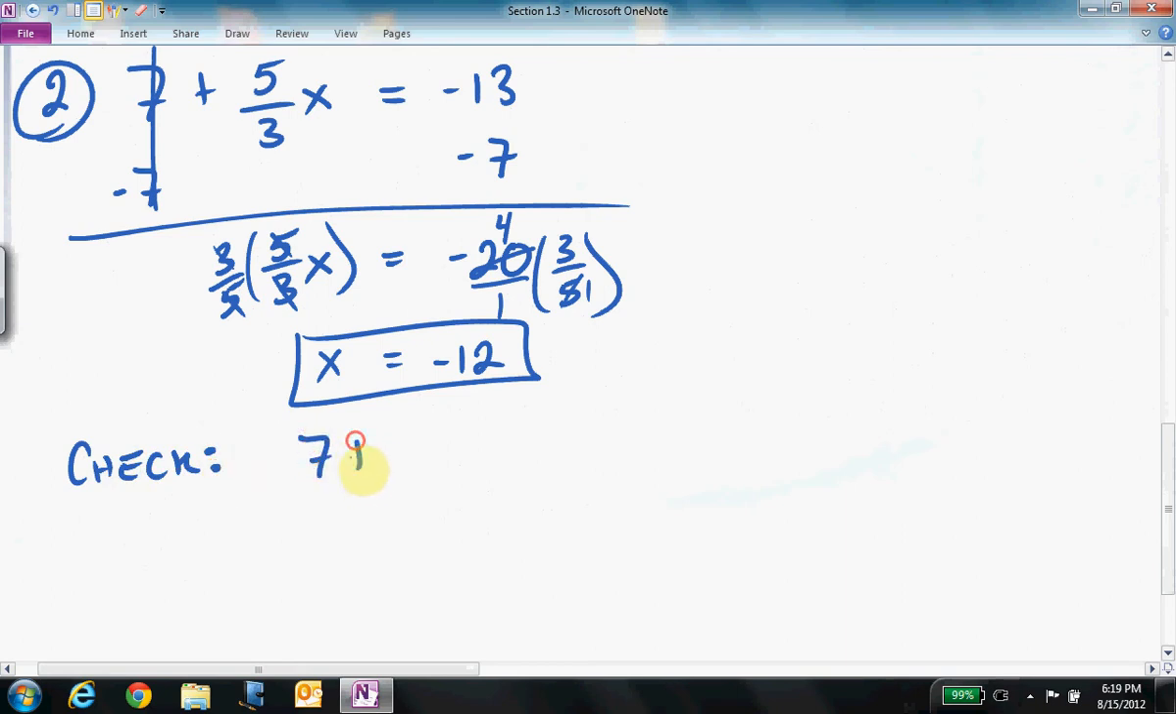So I'm going to say 7 plus 5/3 times x equals negative 13. I have to plug in my value of x, which is negative 12.